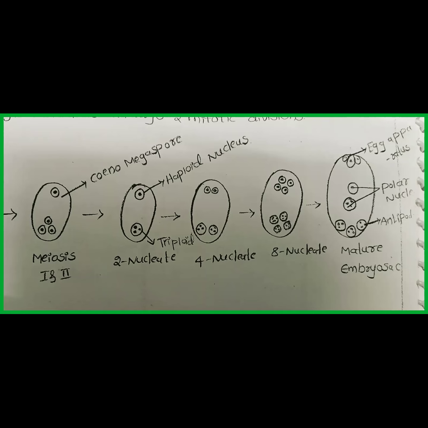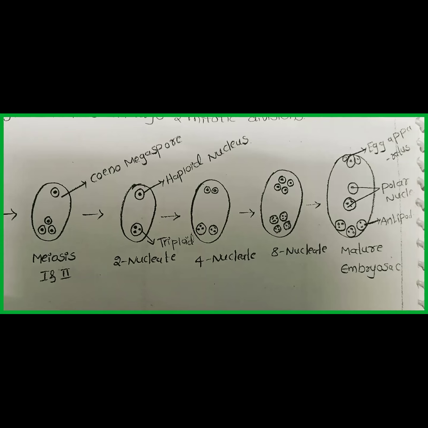But at the chalazal end, 3 nuclei are fused to form a triploid nucleus. So what happened? Three are fused together. Then they go through meiosis 1 and meiosis 2. So totally 4 nuclei after meiosis 1, and 8 nuclei after meiosis 2.